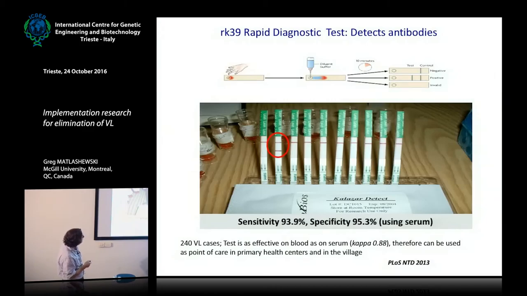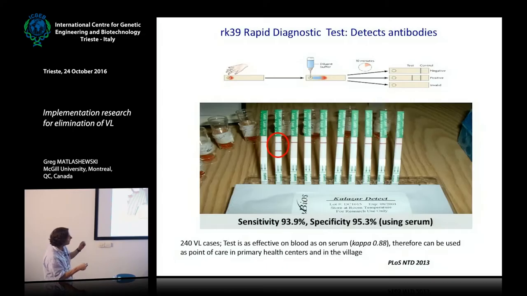This is the diagnostic test that I was telling you about. It's really wonderful because this test doesn't require any electricity. It doesn't require any electronics. All it requires is a drop of blood, and it's just a strip here. You put a drop of blood on it. You add a few drops of buffer, and it's a sort of chromatography strip. And the solution moves up, including the antibodies, and there's an antigen called K39.